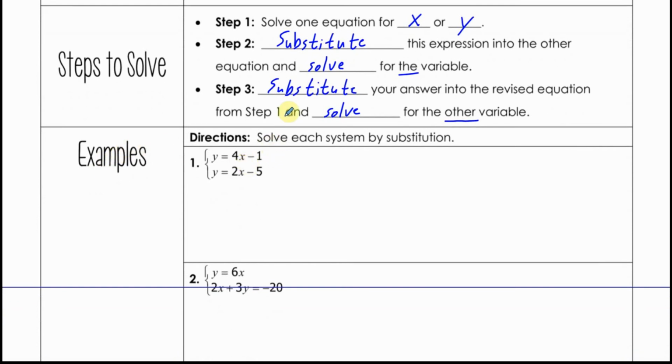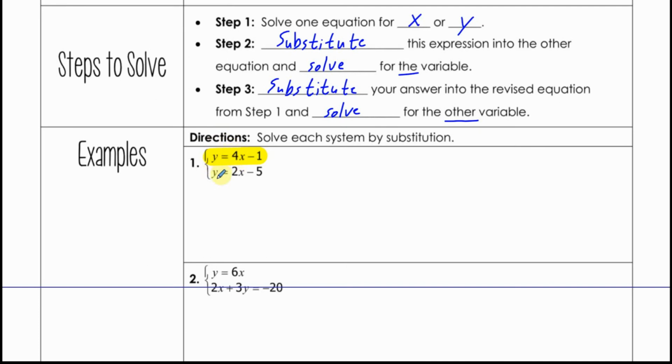So here we go. You've got your 2 equations. It says solve one equation for x or y. Well, look at that. Our first equation is already solved for y. So make a note of that. So we're going to put here y equals 4x minus 1. Right. So now I know what y equals.